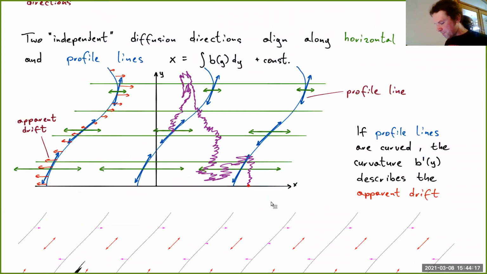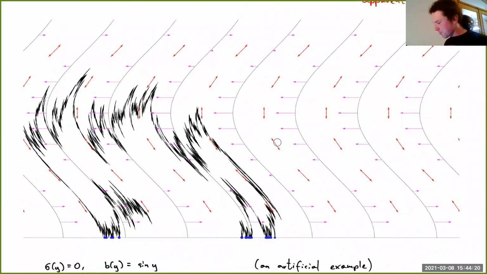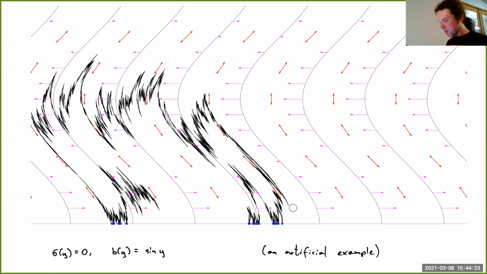Okay, so here are the pictures. This is the first one with no green lines, so no horizontal motion. That's a very artificial example. So the drift coefficient, the coefficient that tells you what is the correlation of the vertical and horizontal activity, is given by just the sign of y. So the profile lines look like cosines. These are integrals of b. And the process essentially moves up and down along these shifted graphs of the cosine function. But due to apparent drift, it moves from one profile line to another so that it stays a local martingale.